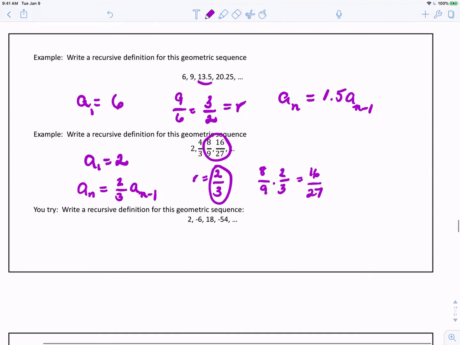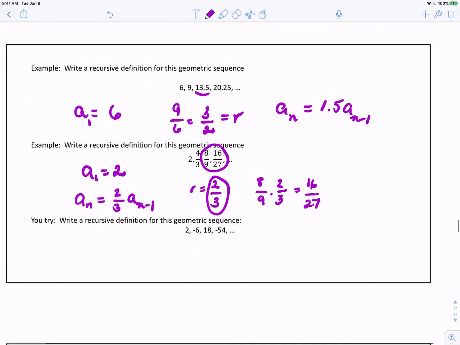Here's one for you to try. Write a recursive definition for this geometric sequence. Remember, you have to write down what a sub 1 is, and then write down what r is. Okay, let's check. We can see that a sub 1 is equal to 2, and let's see what r is. If you multiply 2 by negative 3, you'll get the next term in the sequence. So a sub 1 is equal to 2, and the next term is equal to negative 3 times the one that came before.